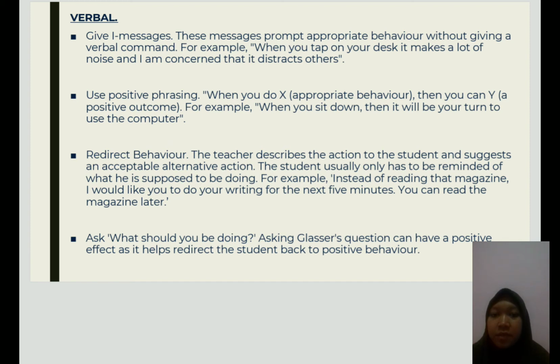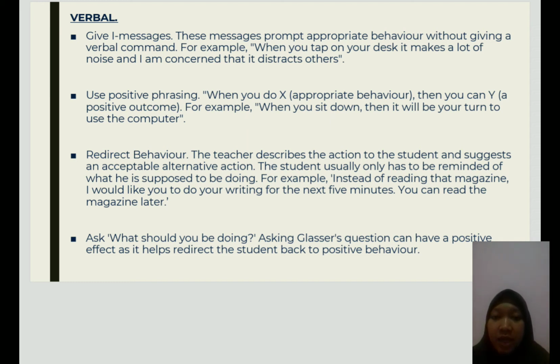This message addresses inappropriate behavior without giving a verbal command. For example, when you tap on your desk, it makes a lot of noise and I'm concerned that it distracts others. Use positive phrasing. When you do X, the appropriate behavior, then you can do Y, a positive outcome. For example, when you sit down, then it will be your turn to use the computer.